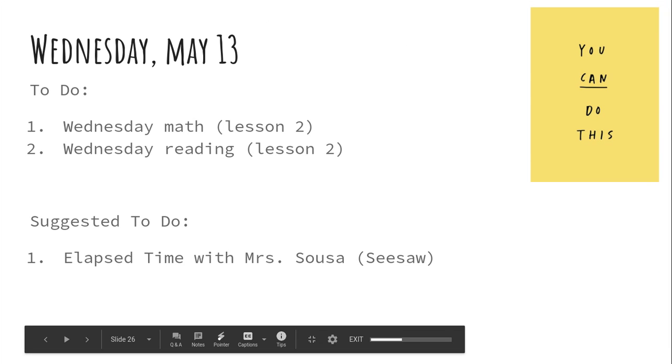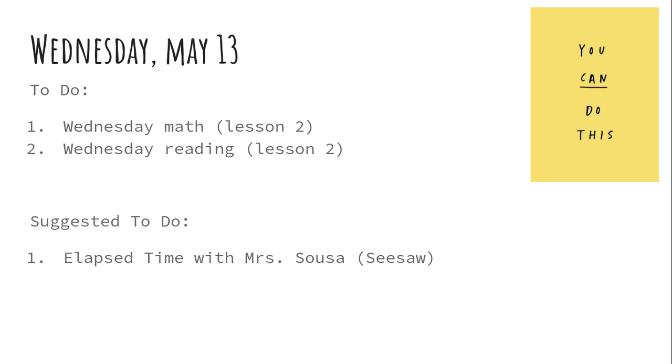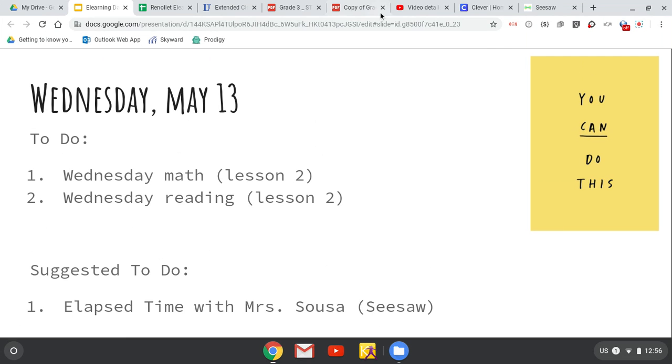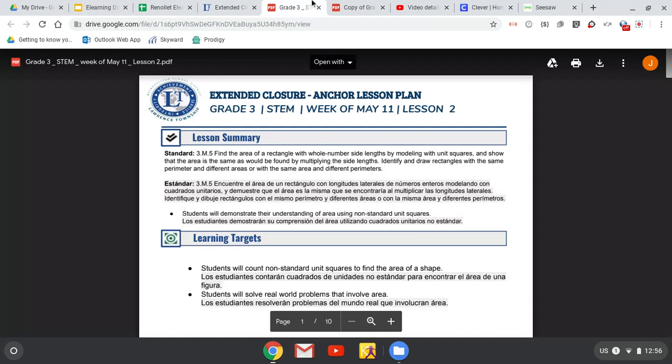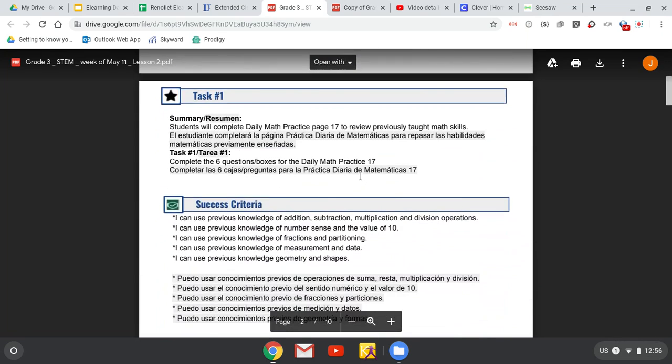Today you have a math lesson and a reading lesson. They're both lesson 2 on the district website. If you're working on Seesaw, they will say Wednesday in the name. Let's look at our math lesson first. Today we are continuing practicing finding the area of rectangles.